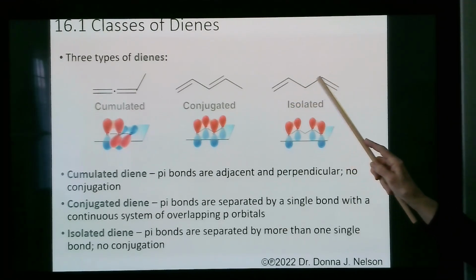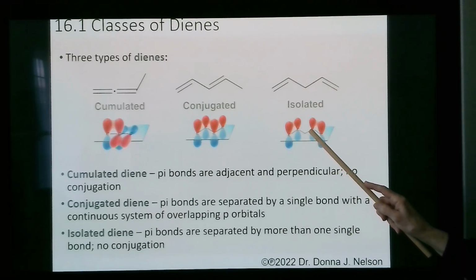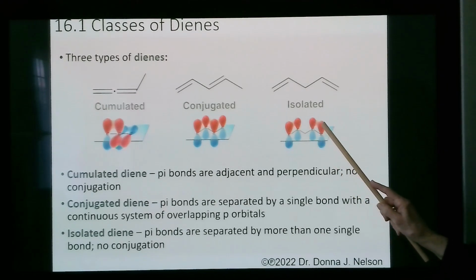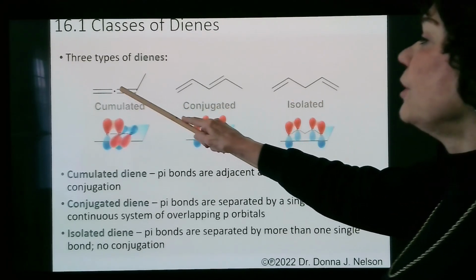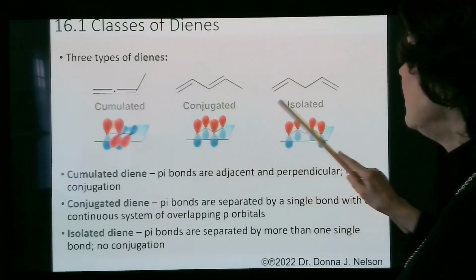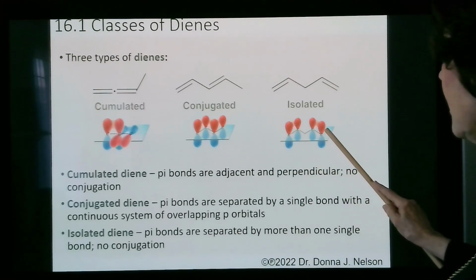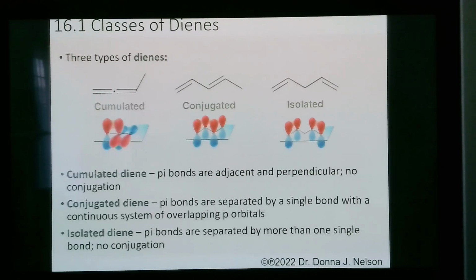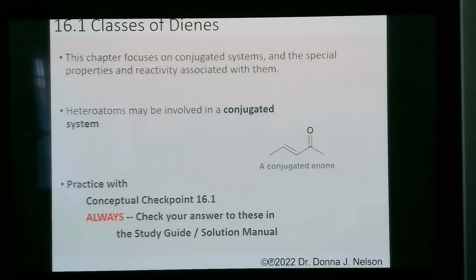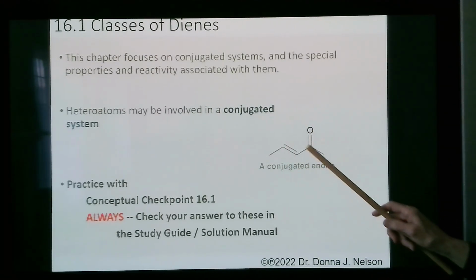And then over here, the isolated dienes. These isolated dienes are separated by one or more sp3 hybridized carbons. And so they are not interacting, not in a significant amount anyway. These are the three types of dienes presented in different ways and also discussed down here. There's obviously no conjugation. There's no interaction. So this chapter focuses on conjugated systems and the special properties and reactivity associated with them.